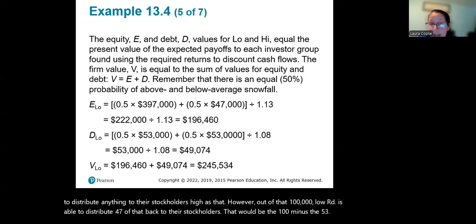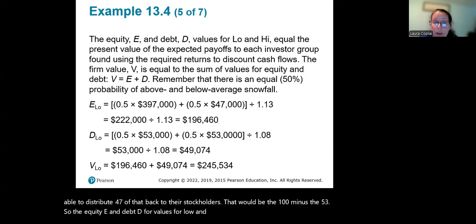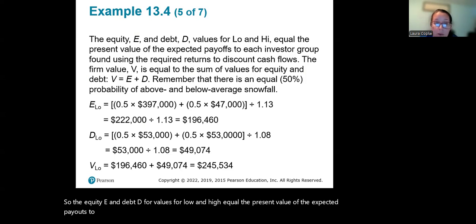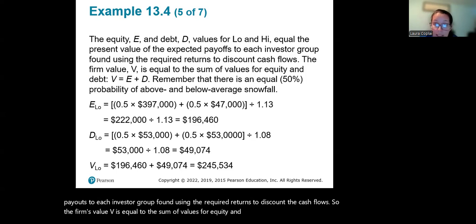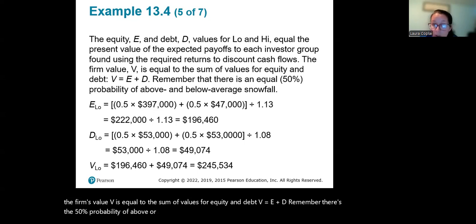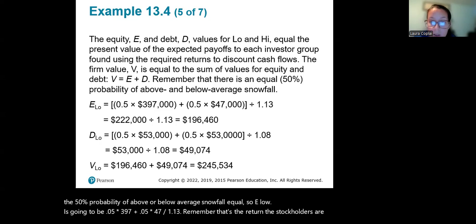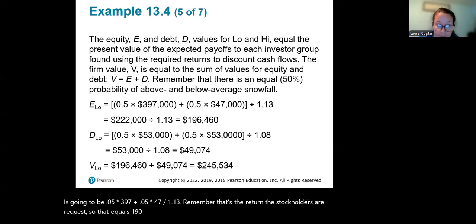So the equity E and debt D values for Low and High equal the present value of the expected payoffs to each investor group, found using the required returns to discount the cash flows. So the firm's value V is equal to the sum of values for equity and debt. V equals E plus D. Remember, there's the 50% probability of above or below average snowfall. So E low is going to be 0.5 times 397 plus 0.5 times 47, divided by 1.13. Remember, that's the return the stockholders are requesting. So that equals 196,460, right?